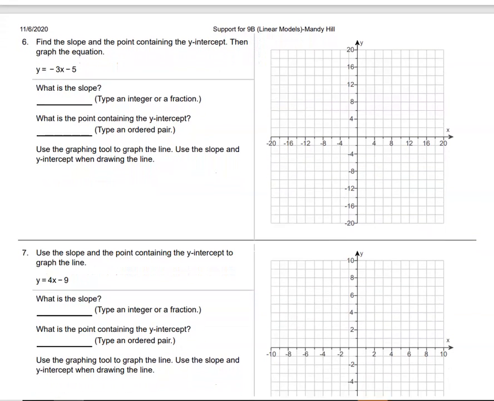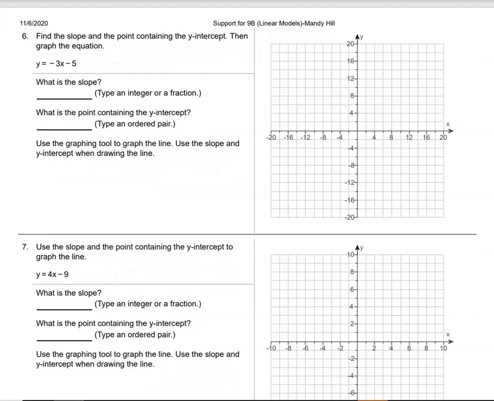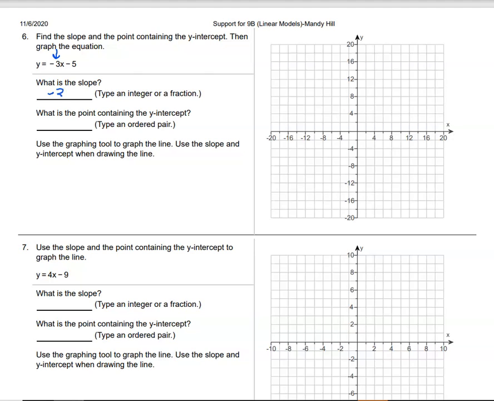Okay, number 6 says find the slope and the point containing the y-intercept, then graph the equation. So same thing, our slope is in front of our x, so it would be negative 3. And then it says what is the point containing the y-intercept? Well, it's always going to be 0, and then it's this other number that's not connected to the x, minus 5 or negative 5. And now it wants us to use the graphing tool, so we would pick that it makes a straight line.